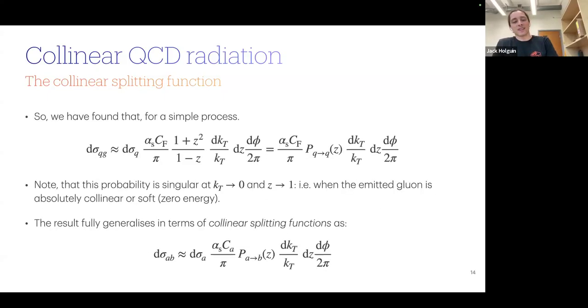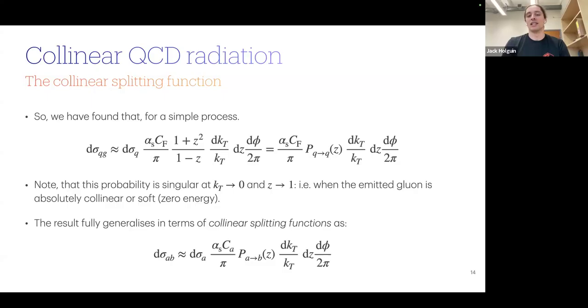Now let's look at this closely. And there are two potentially worrying properties here. It is singular when KT goes to 0. So when the emitted gluon is perfectly collinear to its parent quark. And it's also singular when the energy of the gluon goes to 0, because that's equivalent to Z equals 1. So that's something that we'll have to address the consequences of in a few slides' time. But first, let's just recognize what this is.